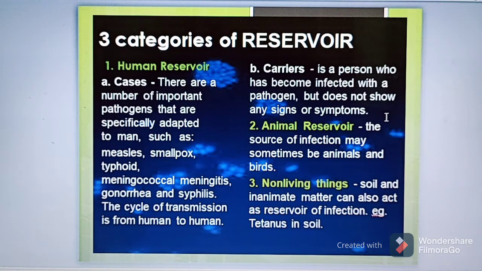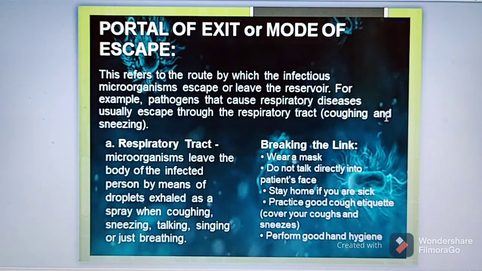So next, we have the portal of exit or mode of escape. So this refers to the route by which the infectious microorganisms escape or leave the reservoir. For example, pathogens that cause respiratory disease usually escape through the respiratory tract, coughing and sneezing. So from the word itself, exit meaning palabas. Example is katong coughing and sneezing, and also if a person is bleeding during diaper change or toileting.